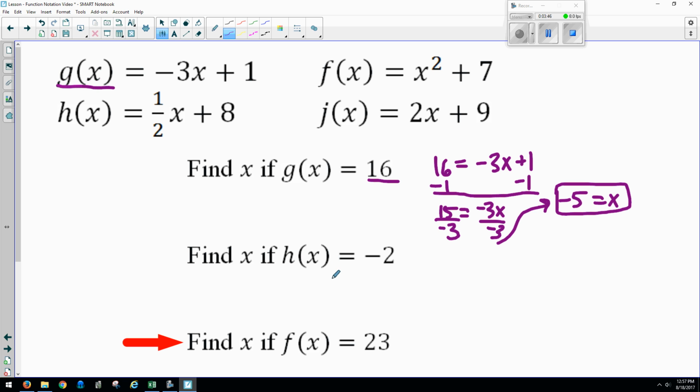So over here, I have h of x equals negative 2. Now I'm going to find the h function, which is right here. And that's what I'm going to have to use. So this is telling me that the y value, because h of x really represents y, is equal to negative 2. So I'm going to take negative 2 and substitute it for h of x. So I have negative 2 is equal to 1/2 times x plus 8. And my goal is to solve for x here. So I'm going to subtract 8 from both sides.